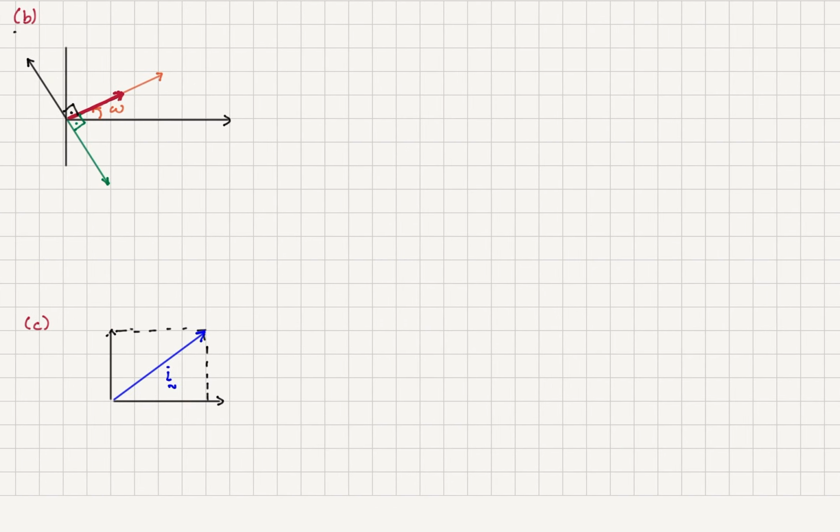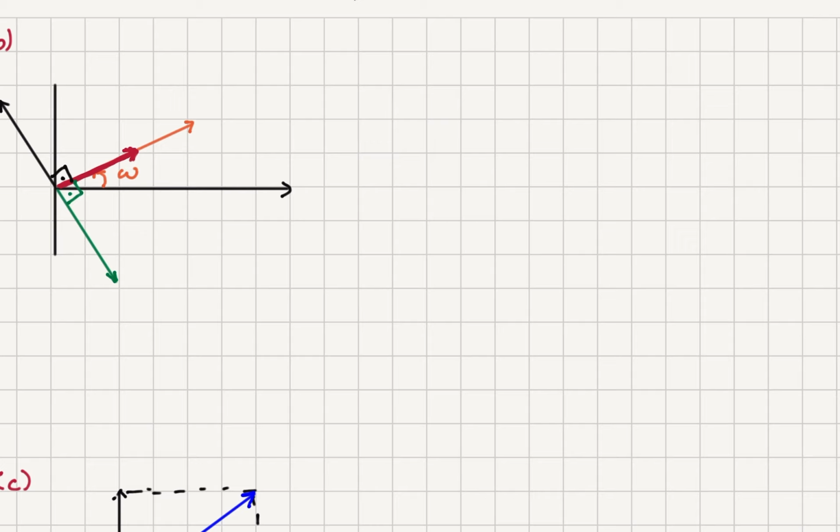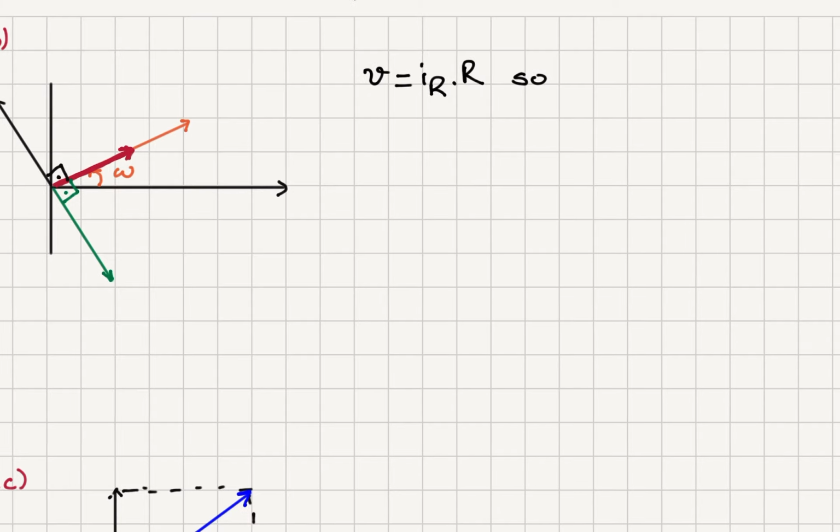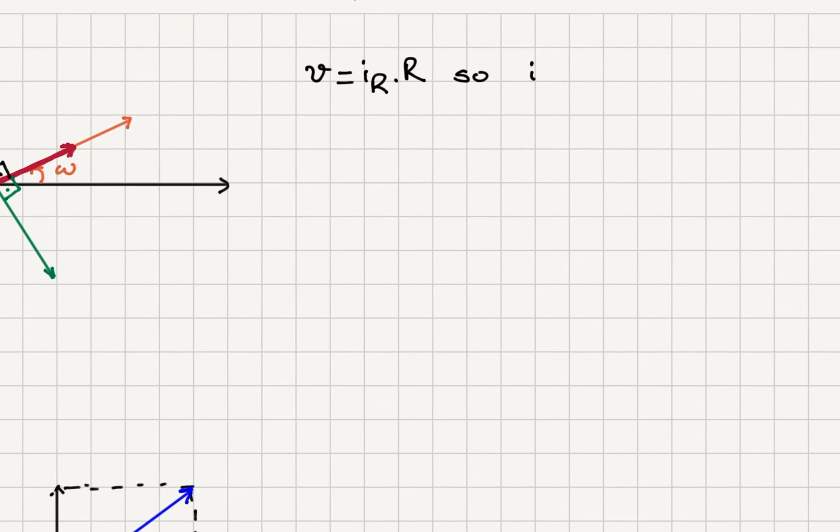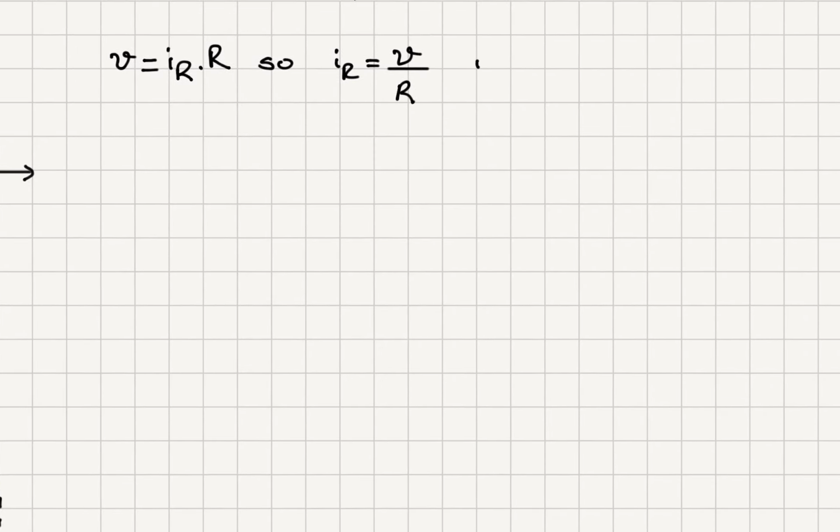Okay, let's do that here. First of all, the voltage across the resistor V is equal to I sub R times R. So I can see that I sub R, the current through the resistor, is the voltage V divided by the resistance R, which means this current is in phase with V.